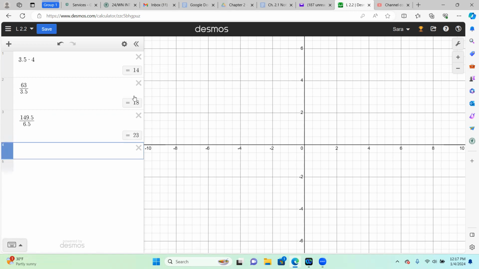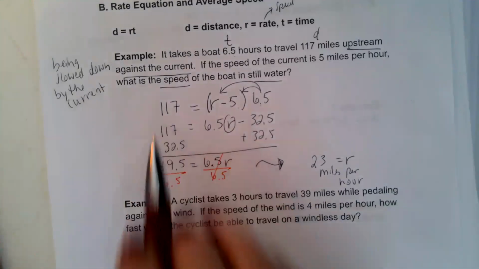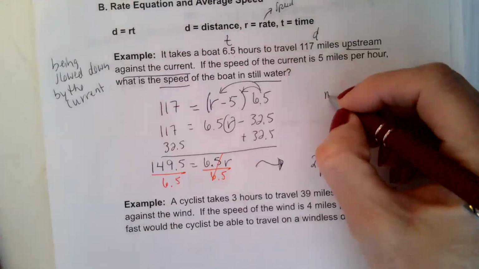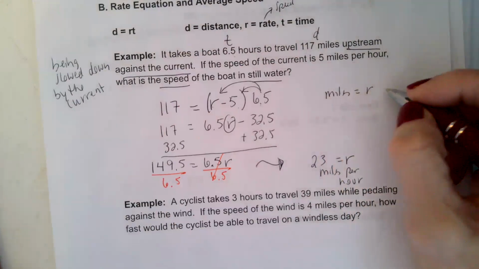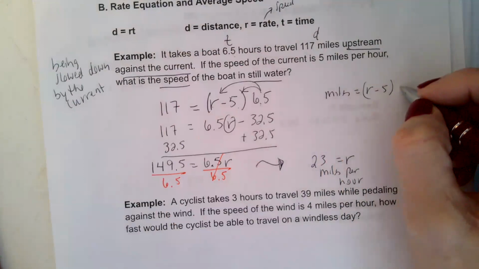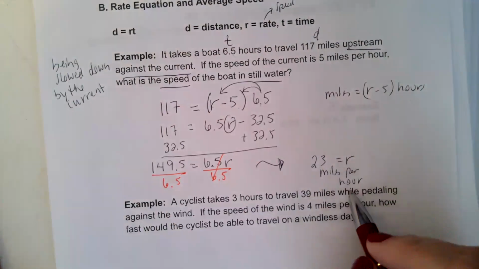So it looks like my rate is 23 and it's miles per hour because those were my units. Because 117 is distance and that's miles. So we had miles equals my rate, we'll figure out that unit here in just a minute, minus 5 times 6.5 is time, and that was hours. And we ended up dividing miles divided by hour. So it's miles per 1 hour.